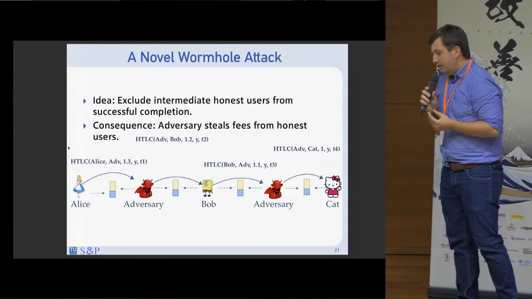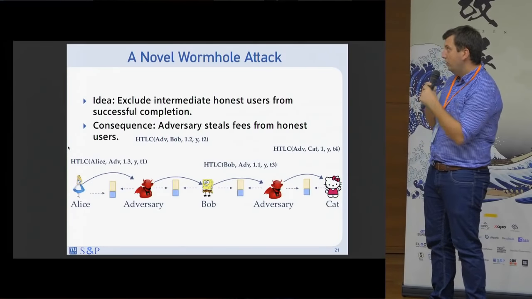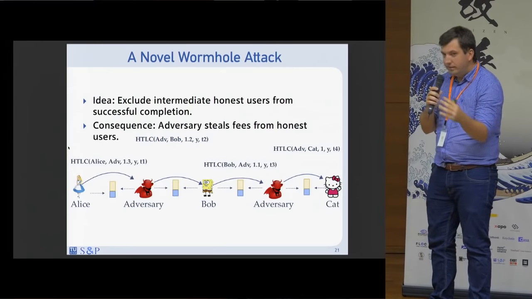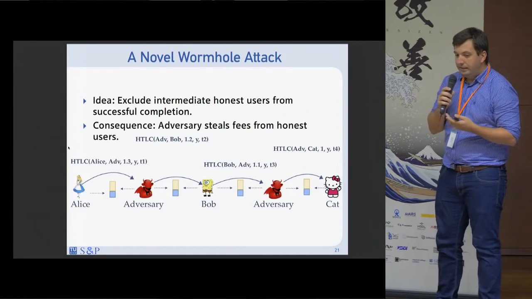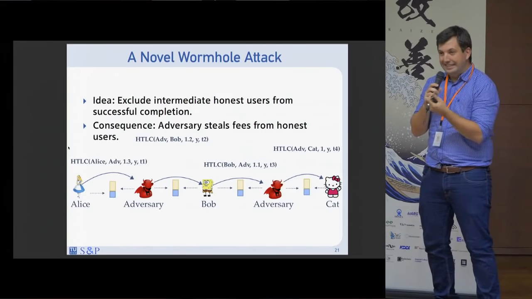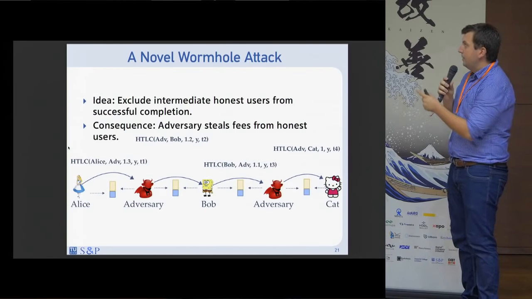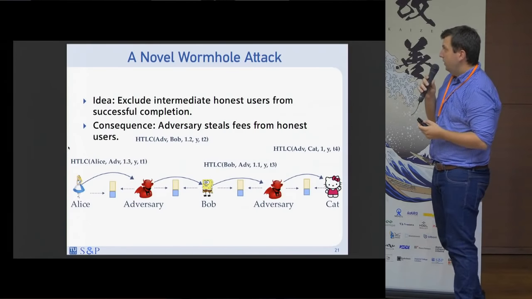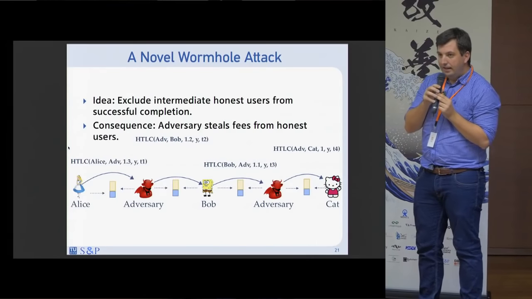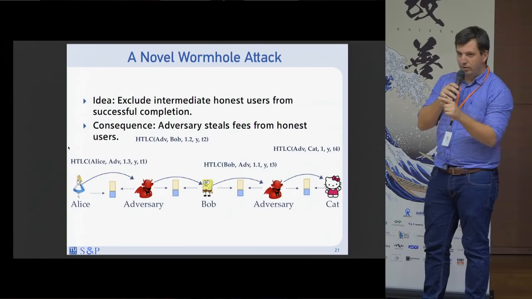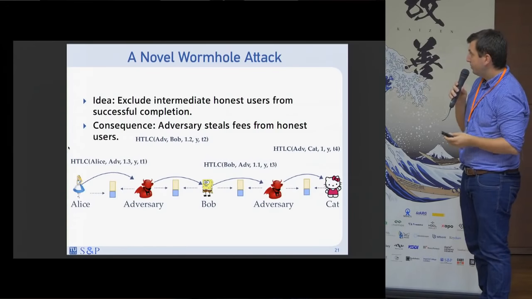The idea is that the intermediaries in the path can collude with each other and prevent the honest users from the successful completion of the path. By doing that, they can steal the transaction fees from the honest users. Let me explain that through an example. Imagine a setting in which Alice wants to pay the cat, and Alice has settled all the hash time lock contracts already. So the lock part of the payment is actually done.